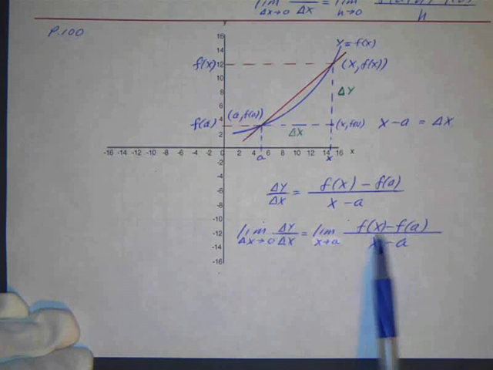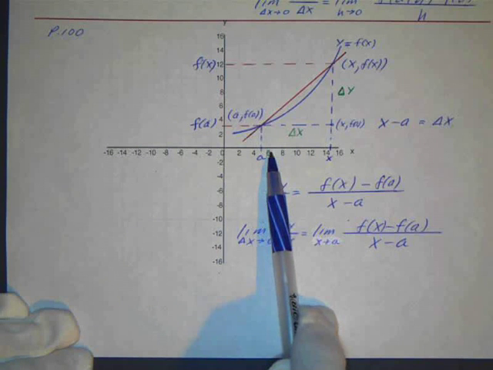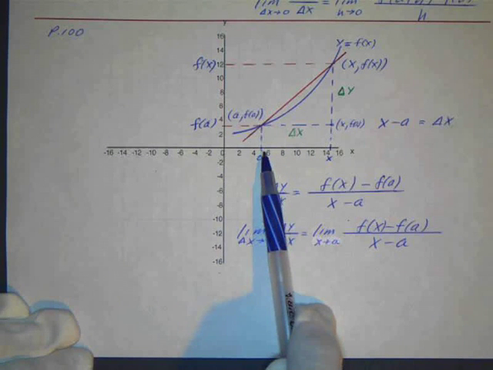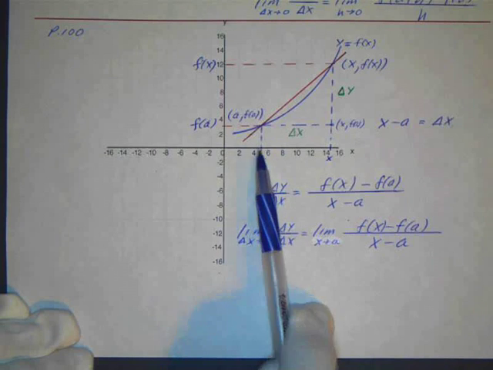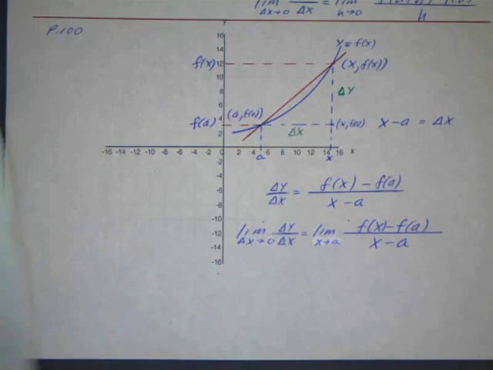So delta x approaches 0, this is your main idea. In order for this denominator to approach 0, x has got to get closer and closer to a, so that x minus a is getting closer and closer to 0. All right, so be aware of that when you look at that sketch. And now we'll just talk about the formal definition.